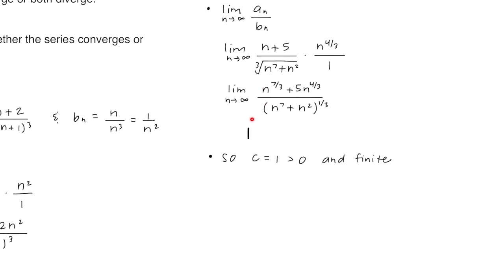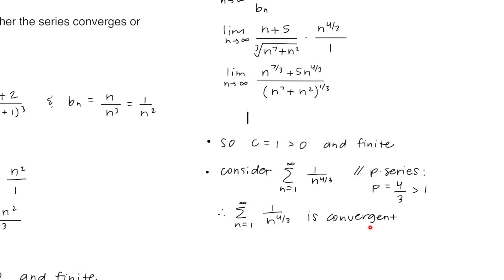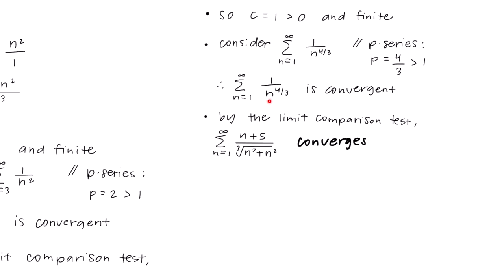So since we got that c is equal to 1, which is positive and finite, now we consider the series of b sub n. It's of p-series form, and p is equal to 4/3. Since 4/3 is greater than 1, the p-series is going to be convergent. And since the series of b sub n is convergent, by the limit comparison test, both of the series do the same thing, so then we can conclude that the original series of a sub n also converges.